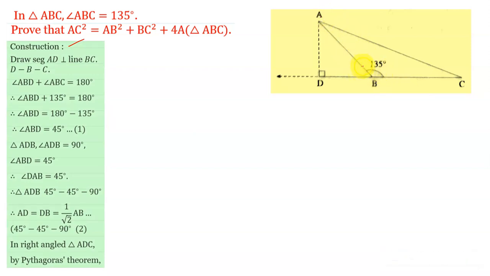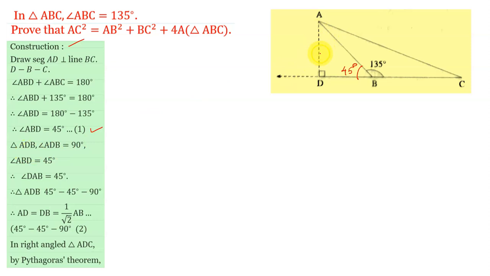Now what will this angle be? This angle must be 45 because these are linear angles. Draw AD perpendicular to BC. B is in between D and C. Measure of angle ABD plus ABC is equal to 180, and we can get the measure of angle ABD is equal to 45. Now we consider the triangle ADB.